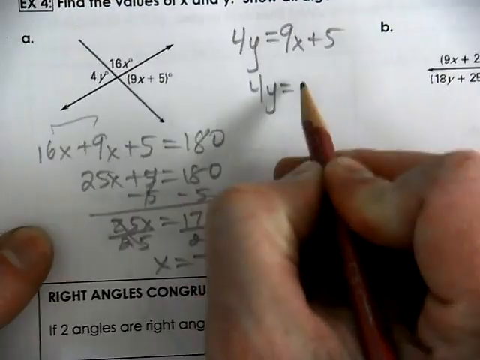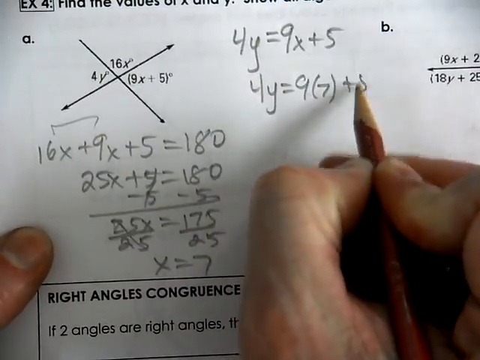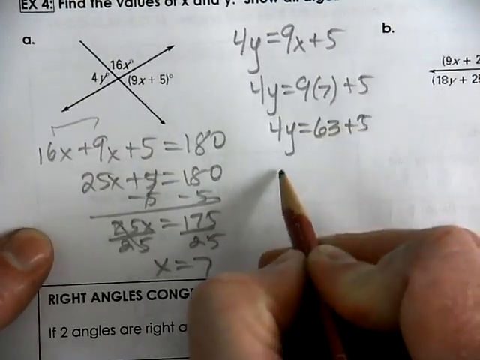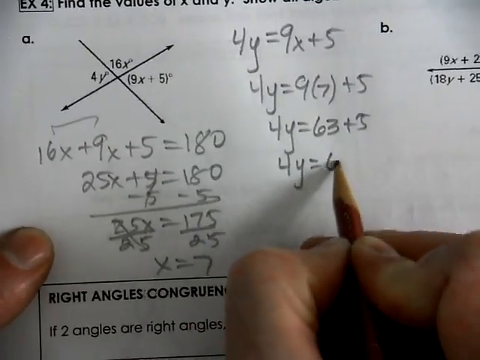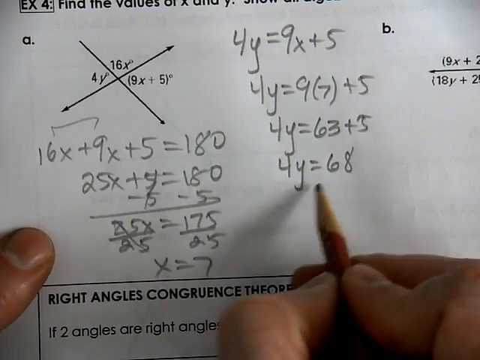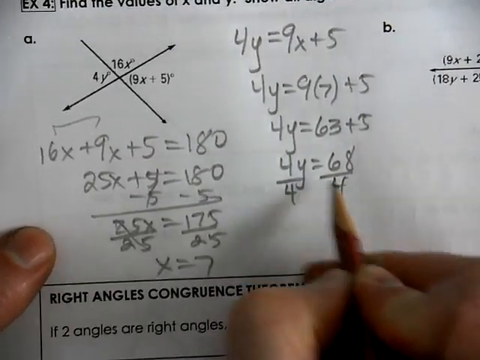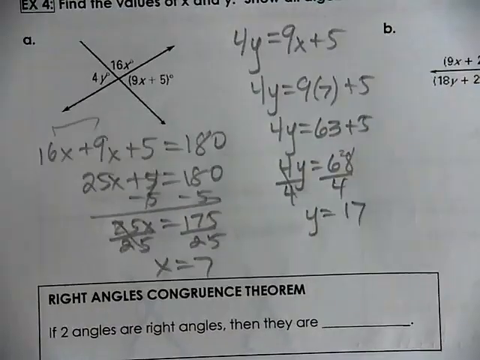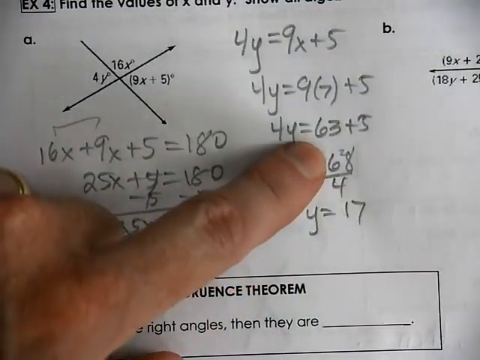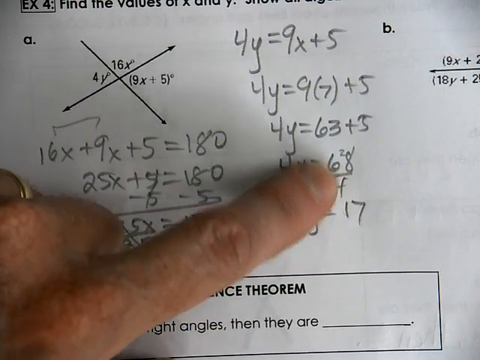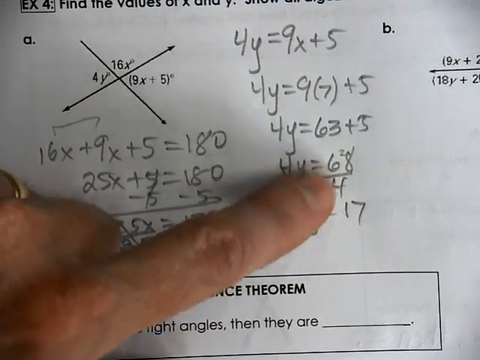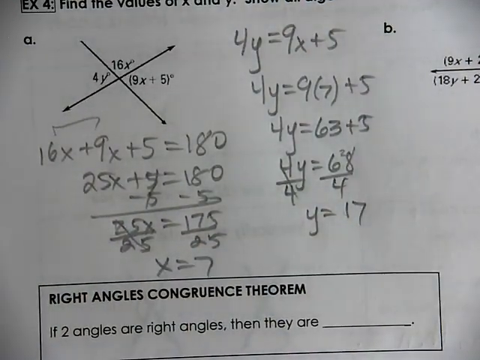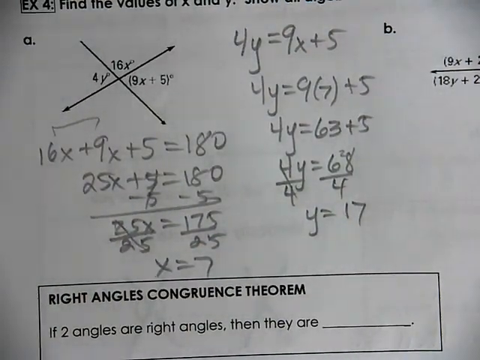So 4y equals 9 times 7 plus 5. 4y equals 63 plus 5. 4y equals 68. And from 68, we can divide by 4, and we get 17. 4 goes into 6 one time with 2 left over. 4 goes into 28 7 times. You can do these without a calculator.